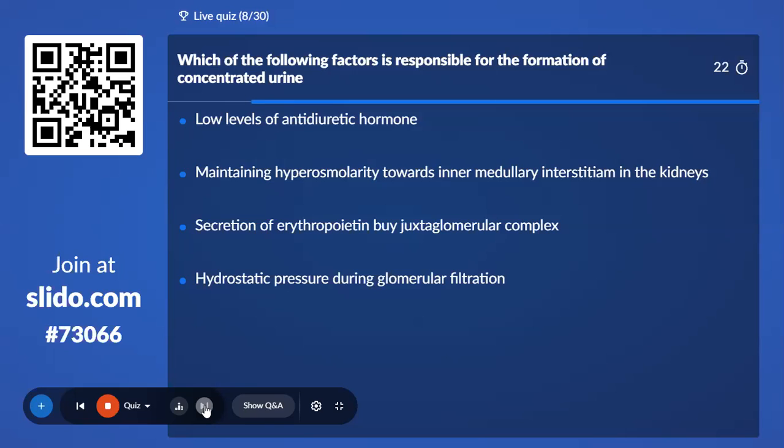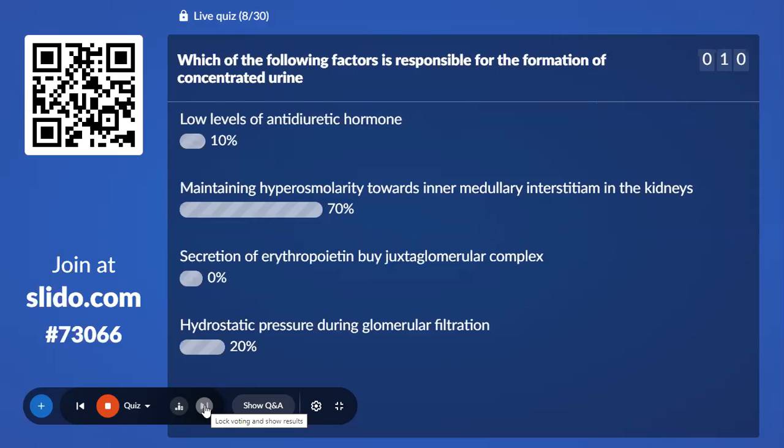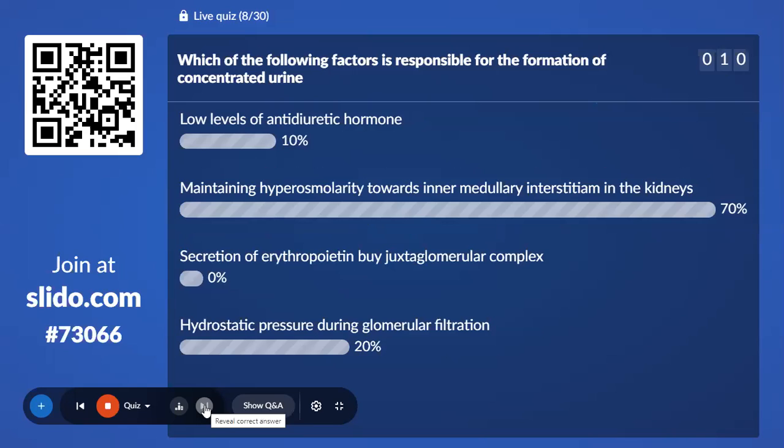Which of the following factors is responsible for the formation of concentrated urine? Low levels of antidiuretic hormone, maintaining hyperosmolarity towards inner medullary interstitium in the kidneys, secretion of erythropoietin by juxtaglomerular complex, hydrostatic pressure during glomerular filtration. And the poll rate in 0 seconds. 70% students voted it as maintaining hyperosmolarity towards inner medullary interstitium in the kidneys. Let's review the correct answer. And it's the correct option.